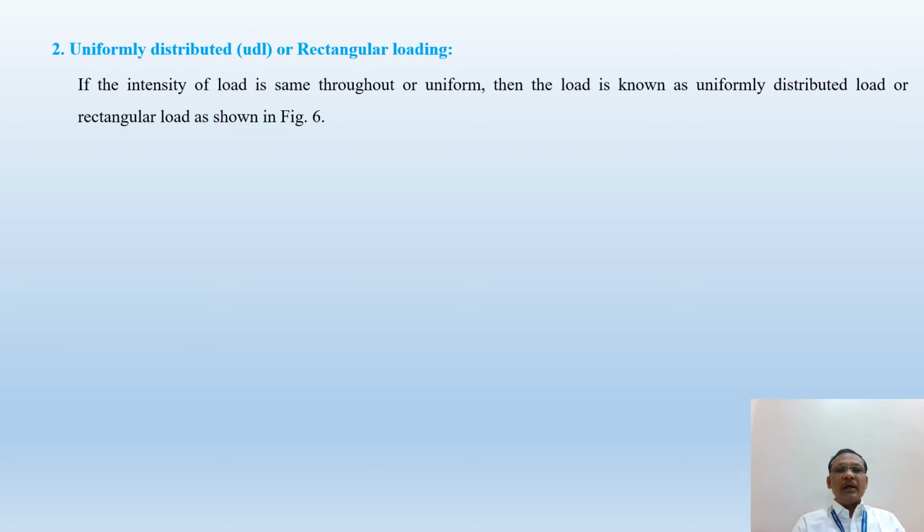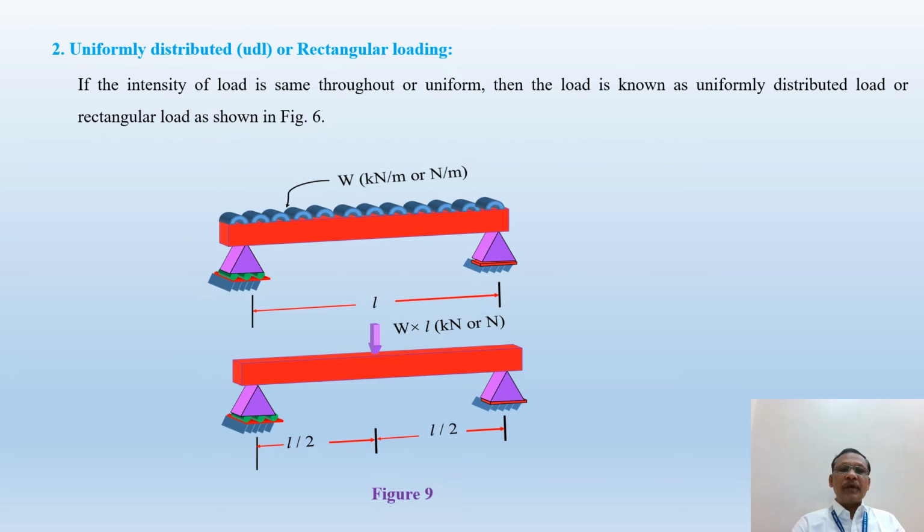Then the second type of load is the UDL. It is also known as a uniformly distributed load. A uniformly distributed load is shown like this. The intensity of loading is the same throughout the beam, or throughout where this loading is acting. That is known as a uniformly distributed load. A uniformly distributed load is expressed in kilonewton per meter or Newton per meter.